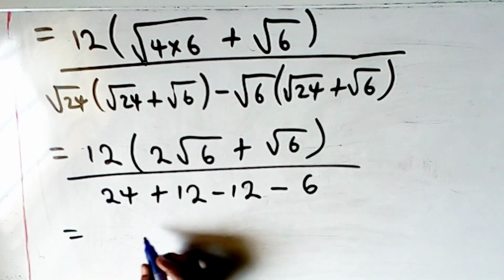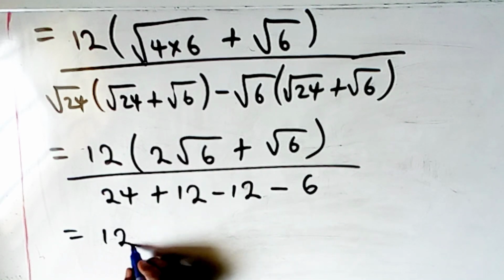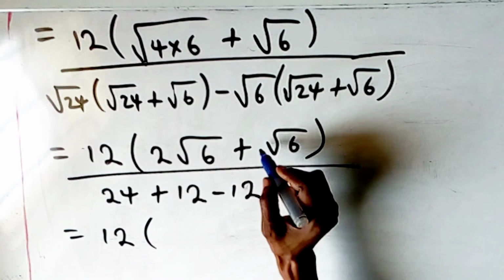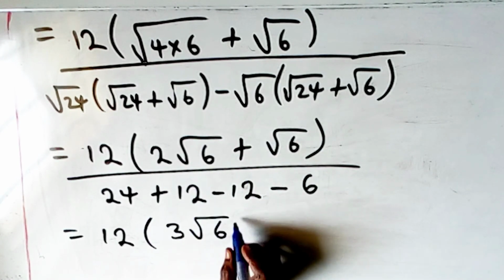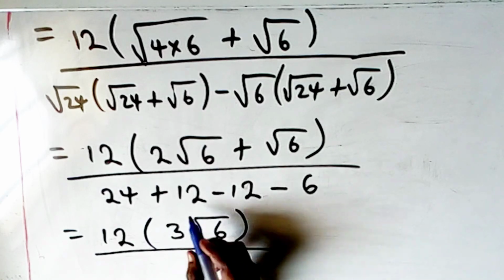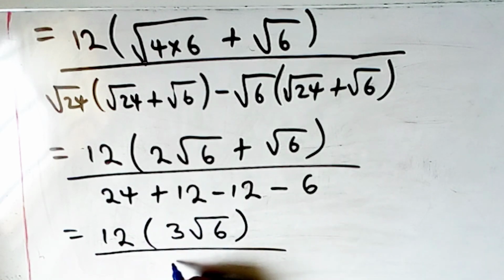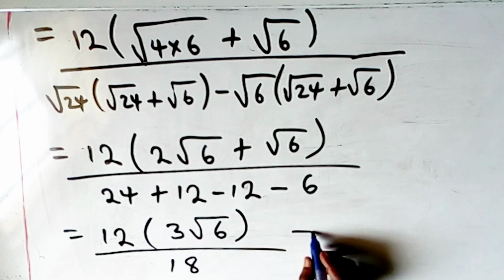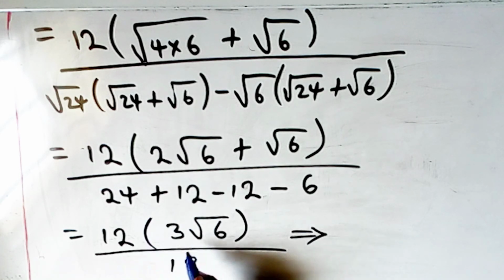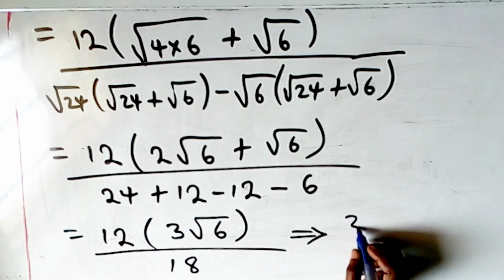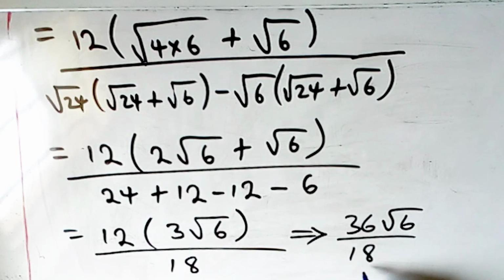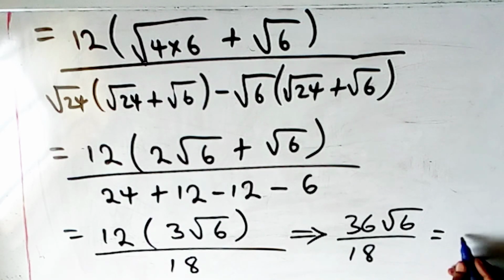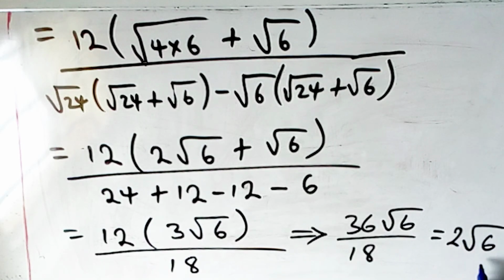Simplification. 12 into bracket, we have an invisible 1 there. So 2 plus 1, that will give us 3 root 6. Then over 24 plus 12 minus 12 minus 6. And that gave us 18. So we have 12 times 3, 36 root 6 over 18. And 36 over 18, that will give us 2, then root 6.